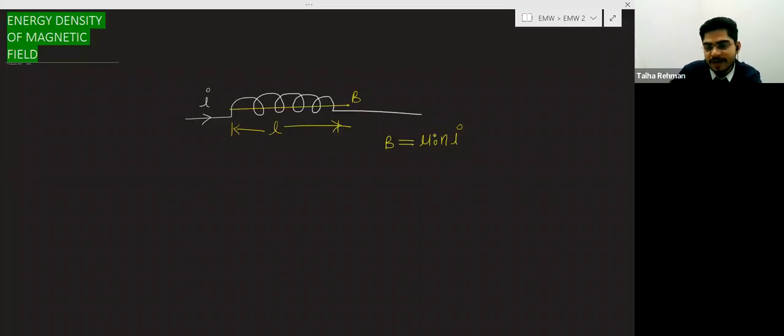Now, what is the energy stored in an inductor? The energy stored in an inductor is given by half L I square. What is L? L is the inductance of the inductor.